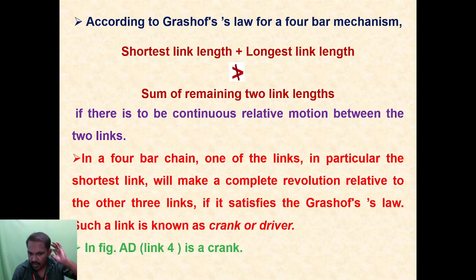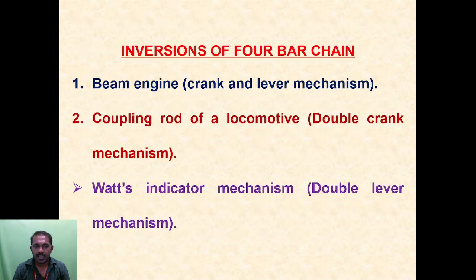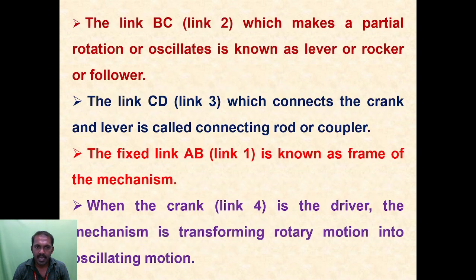Here AD, link 4, is a crank, and the BC link is a lever. For example, BC is a lever, AD is a crank, CD is a connecting rod, and the AB link is the frame. So link 1 AB is the frame, link 2 is a lever, link 3 is a connecting rod, and link 4 is a crank. When the crank, link 4, is the driver, the mechanism transmits rotary motion into oscillatory motion.